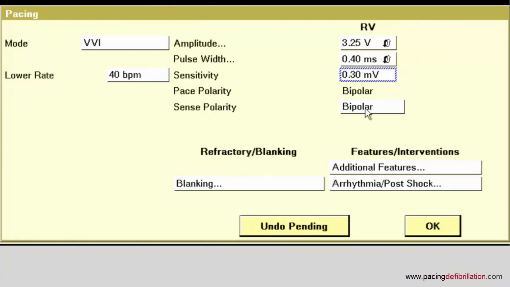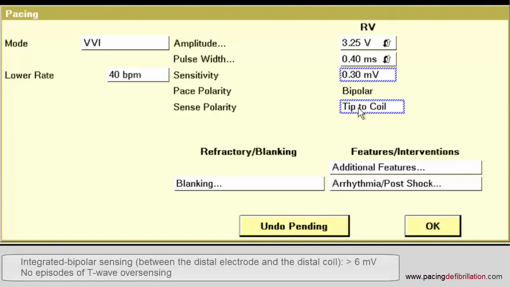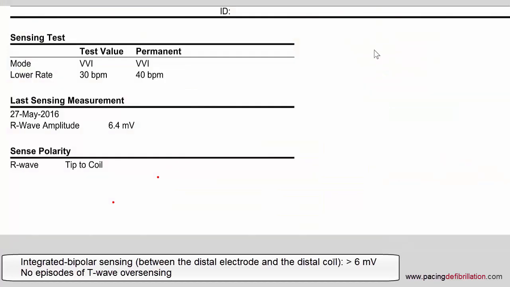In patients with very low amplitude R wave, there is a very interesting solution that is only available in Medtronic devices. You have the possibility to change the sense ventricular polarity, so you can change it from bipolar to integrated bipolar, with sensing from the tip to the coil. In some patients, not all of course, but in some patients, you can expect an important change in the amplitude of the R wave, and this was the case for this patient.